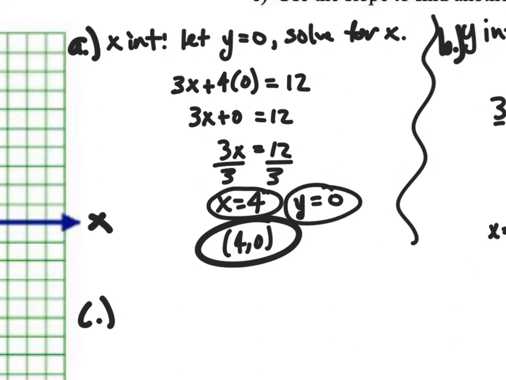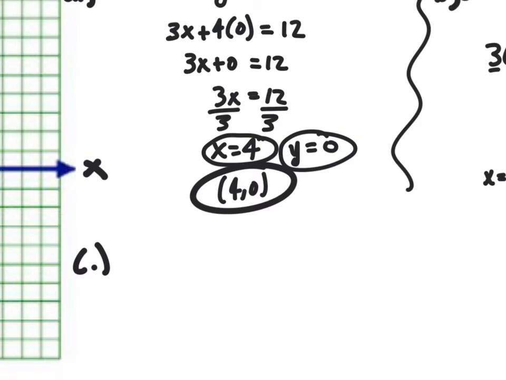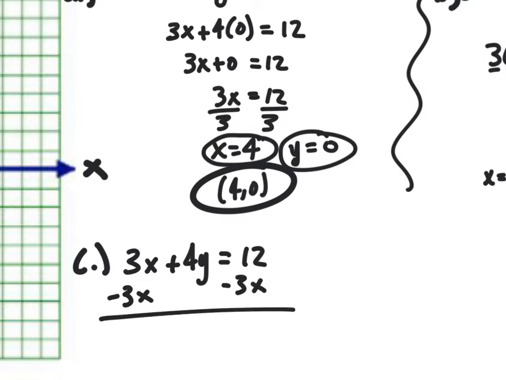What I want to do is take that equation, and we could do this a number of ways. I'm going to do 3x plus 4y is equal to 12. Now I'm going to solve this equation for y. I'm going to move everything else over except for y, so I'm going to subtract 3x from both sides. Then we get 4y is equal to negative 3x plus 12.